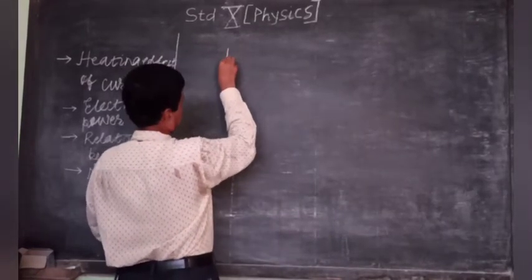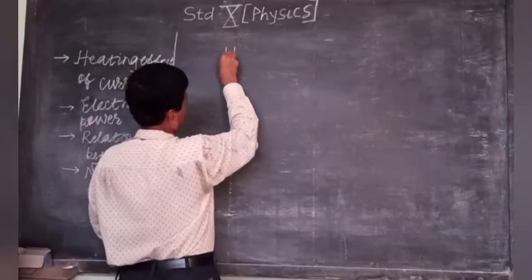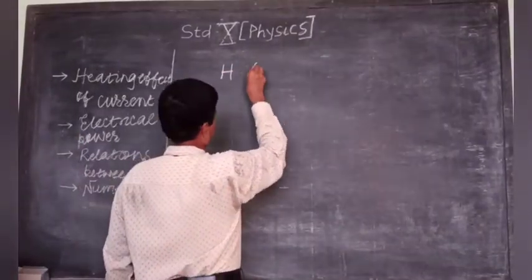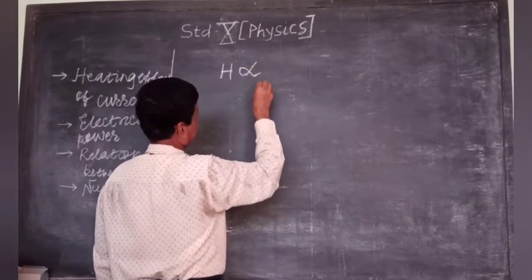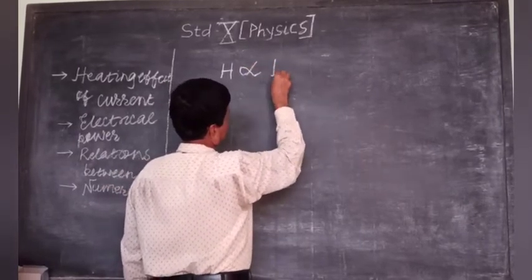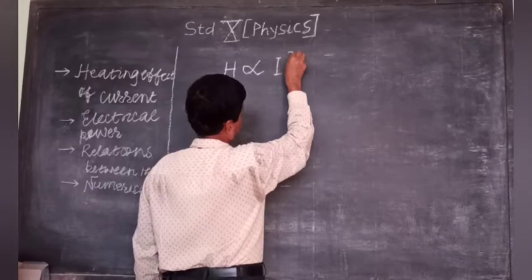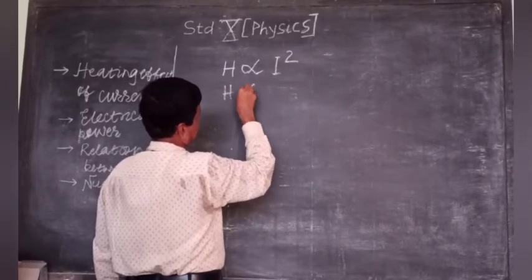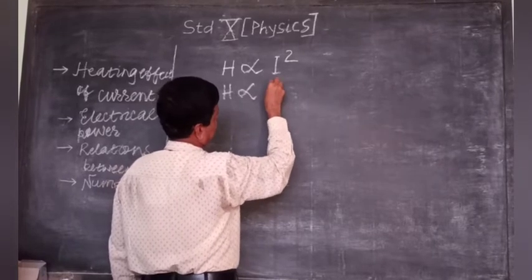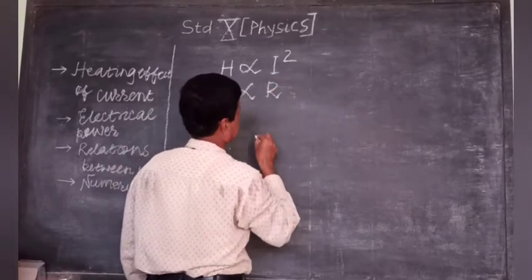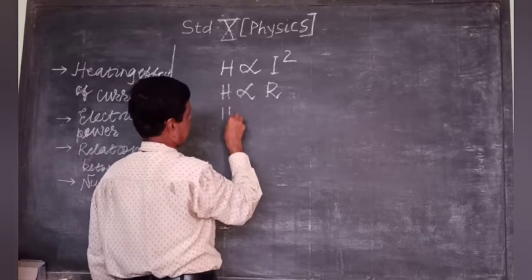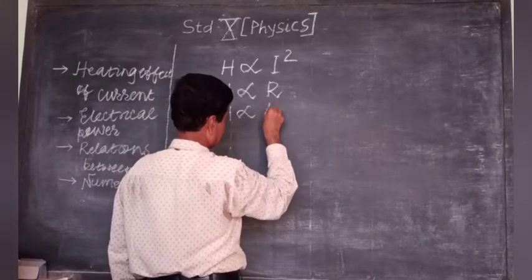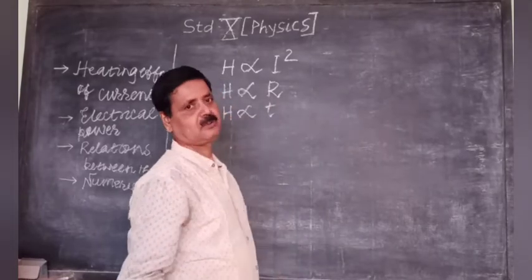Heating effect of current. If H is the amount of heat produced, it is directly proportional to the square of the current flowing through it. Second, the amount of heat is directly proportional to the resistance. And third, it is directly proportional to the time for which the current flows.